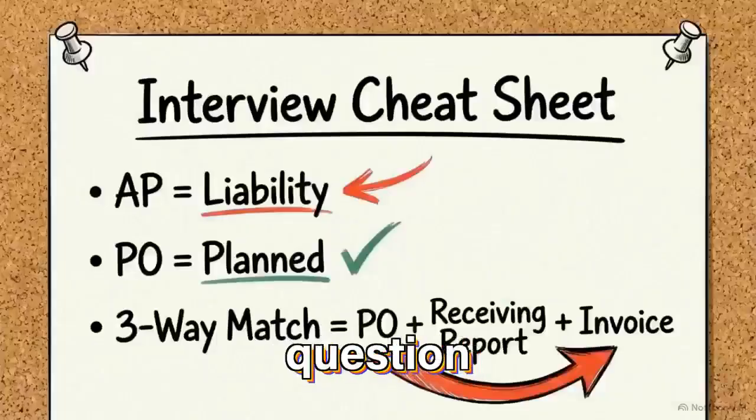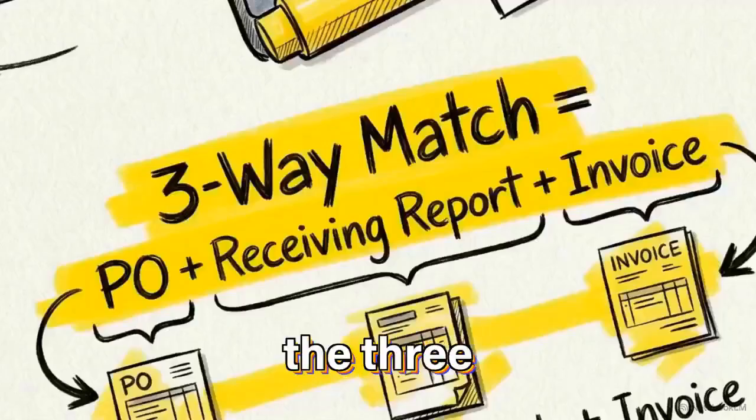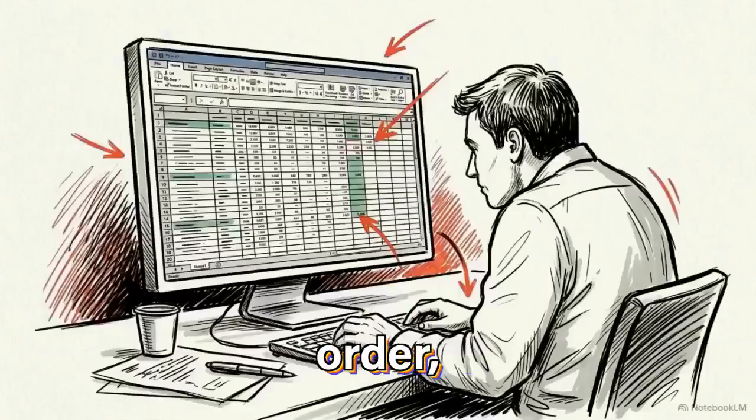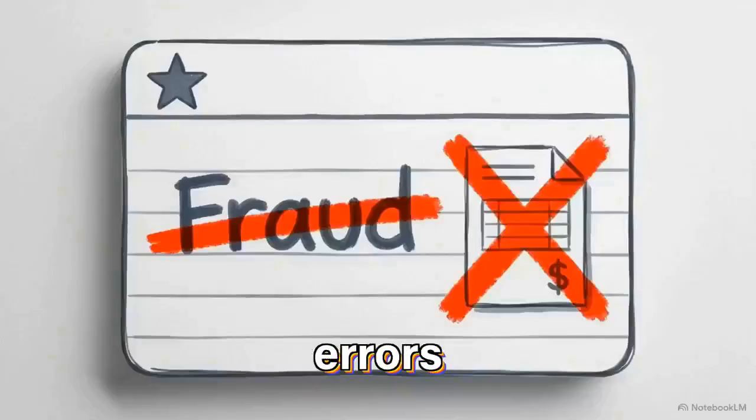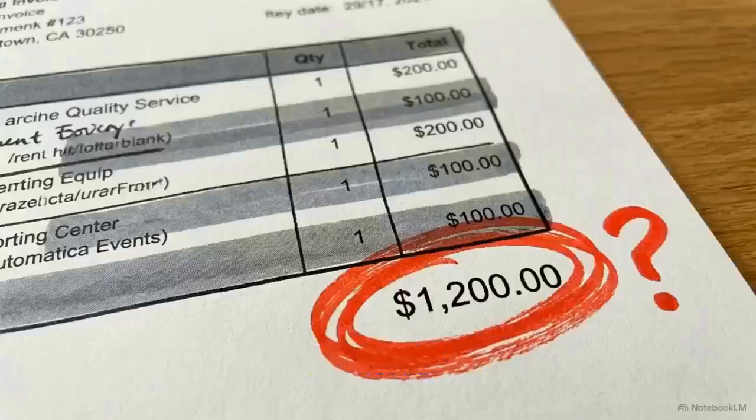Interview question. Interviewers often ask, what is the 3-way match? A simple answer is, a 3-way match is the process of comparing the purchase order, goods receipt, and vendor invoice before approving payment. It helps prevent fraud and payment errors.